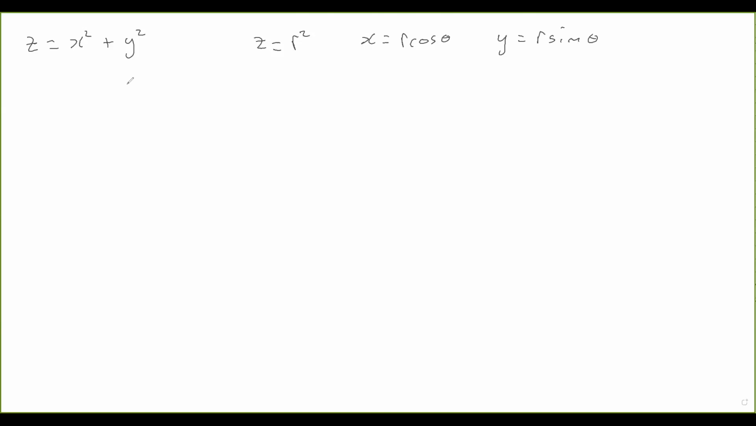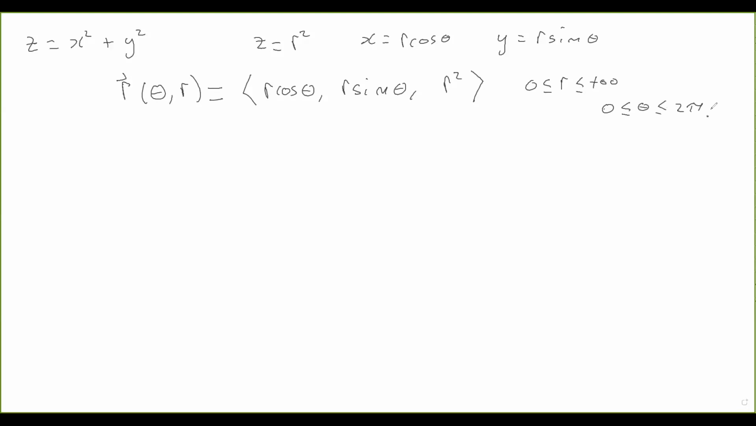But we can use this to make a vector parameterization and say it's going to be r of theta, r. This r is different from this r. We just got to get used to that. And this is going to be r cosine theta, r sine theta, r squared. Here r is going to go from 0 to positive infinity, but it doesn't really matter, it could go to negative infinity. And if we want the whole paraboloid, theta is going to go between 0 and 2 pi.